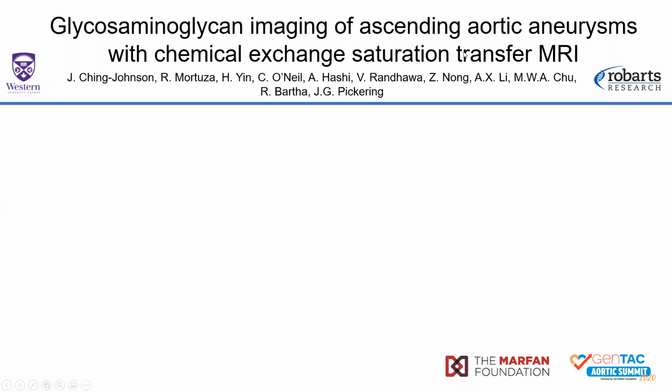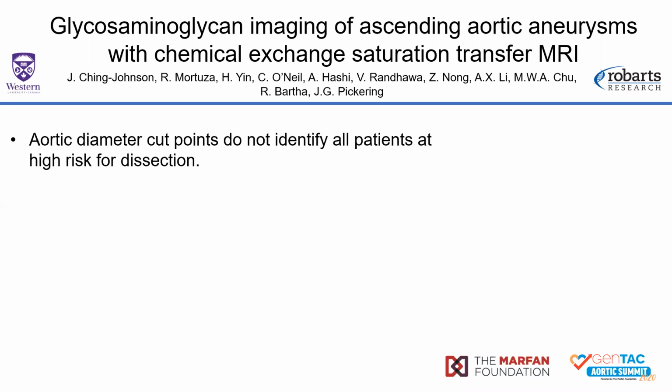Imaging the thoracic aorta to establish its diameter is essential for gauging the risk of dissection. However, current aortic diameter cut points do not identify all patients at a high risk for dissection, and a more precision-based strategy may be warranted.